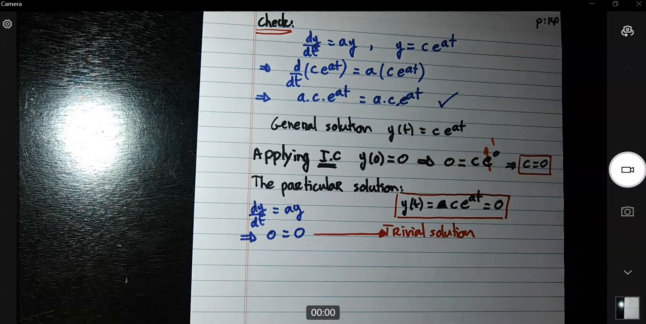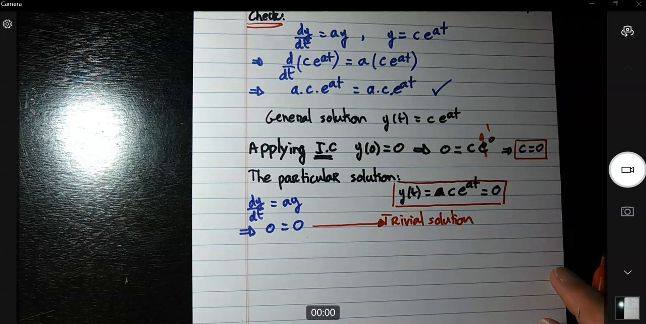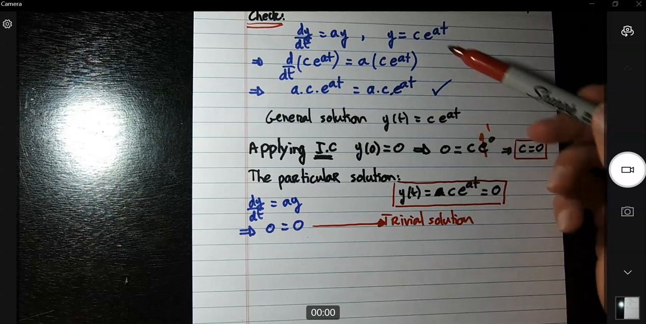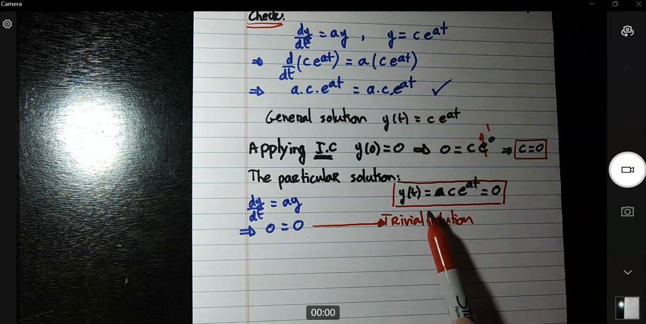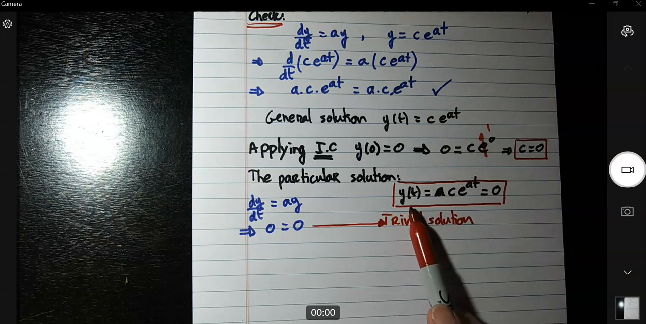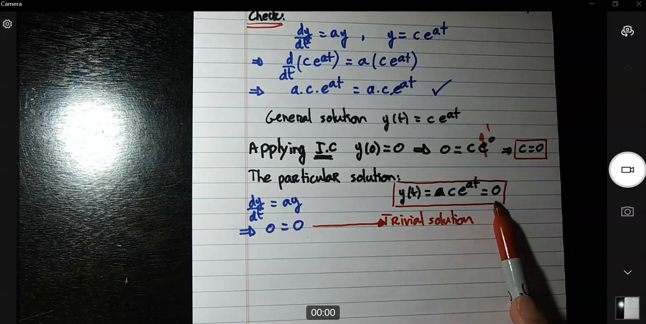Obviously for every ordinary differential equation, if you assume that the solution is 0, it's always going to work, but that's not the solution that we're interested in. So the conclusion here is that if we solve a system of first order differential equations, at least one of the initial conditions must not be homogeneous or equal to 0, in order for a nontrivial solution to exist.